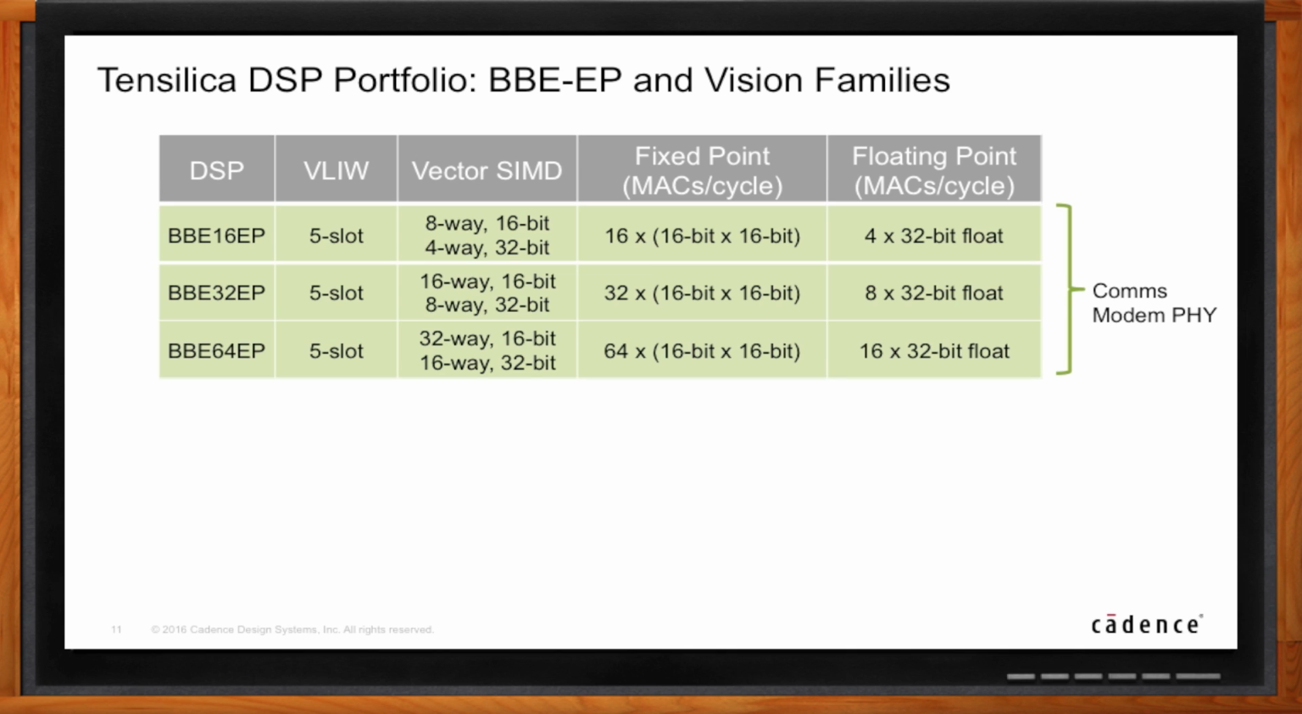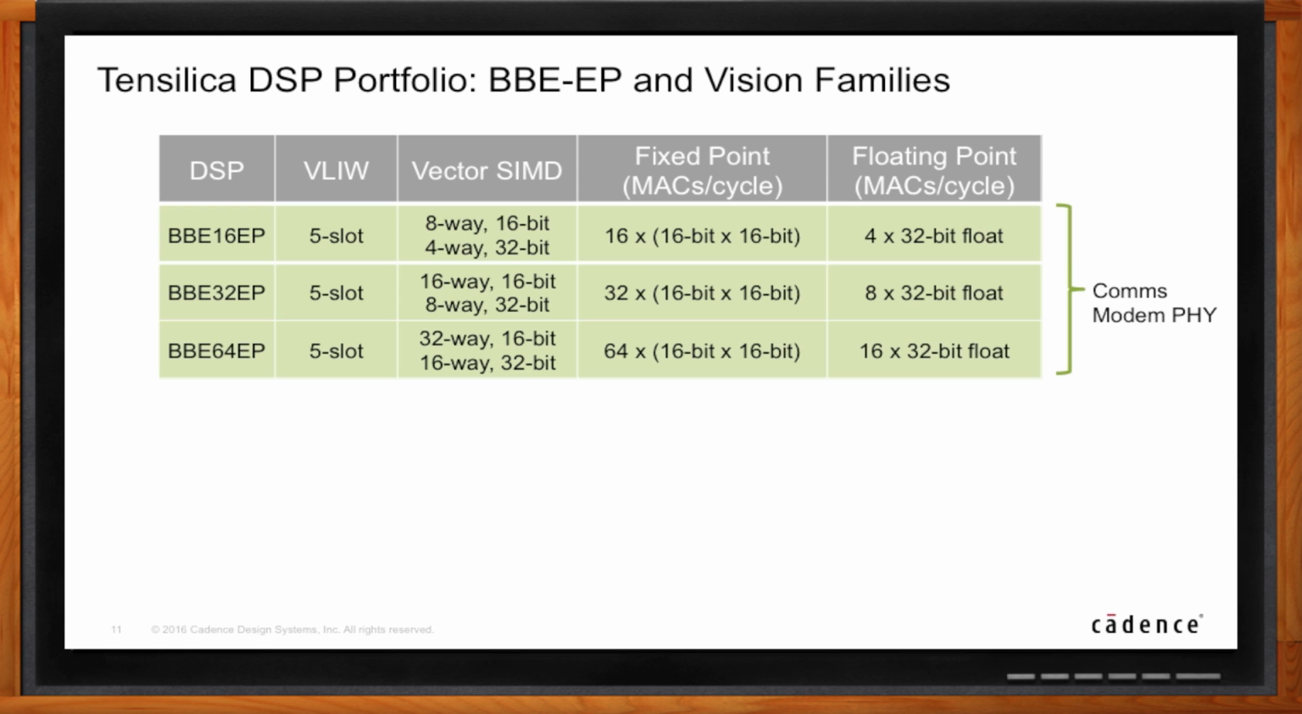For such type of compute needs, Tensilica has the Connex BBE processor family, and there are 3 members in this family, each with increasing computational capabilities. So the BBEs are even wider machines. They are 5-slot VLIW, and their SIMD increases from BBE16 to BBE64, with BBE64 being the widest SIMD of the family. And they have even higher compute capabilities for fixed point as well as floating point.